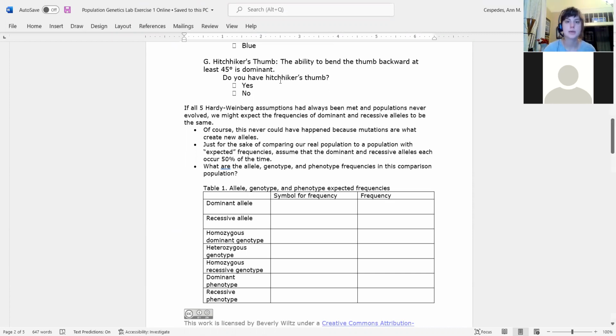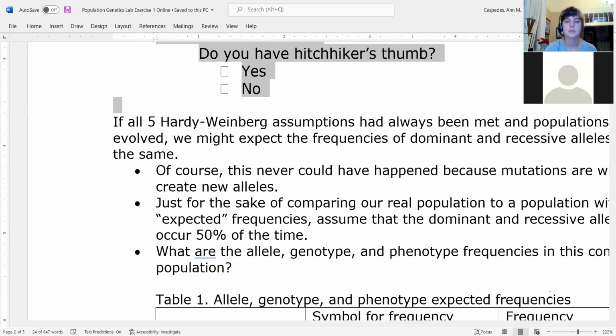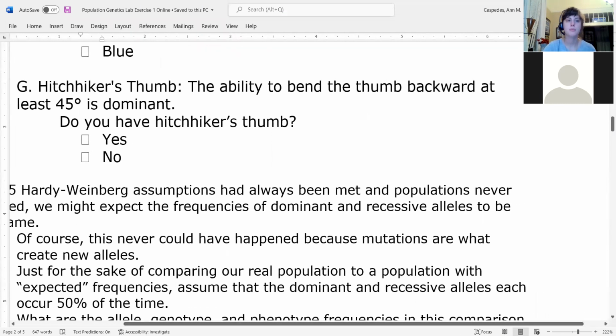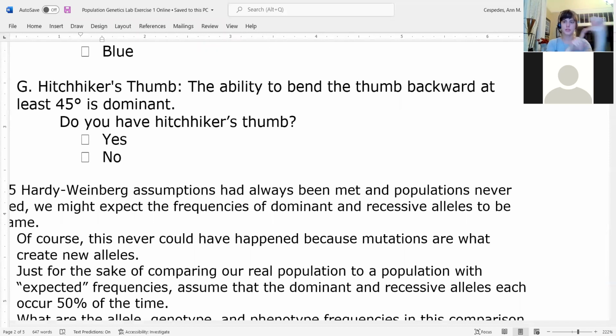For example, hitchhiker's thumb. You zoom in so you can read. Hitchhiker's thumb, the ability to bend the thumb backwards more than 45 degrees. I can do that, so I have a hitchhiker's thumb. That is the dominant allele. If you can't do that bending backwards thing, that's recessive. You have the recessive allele. That's the kind of data we're collecting.